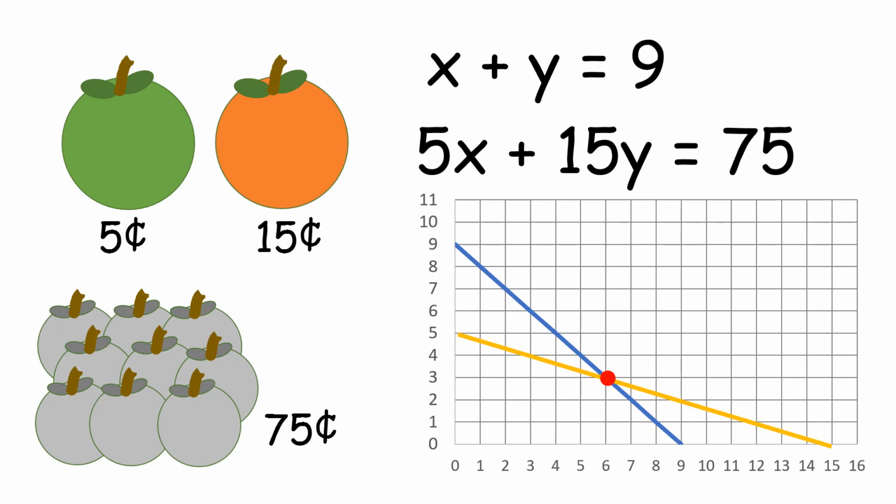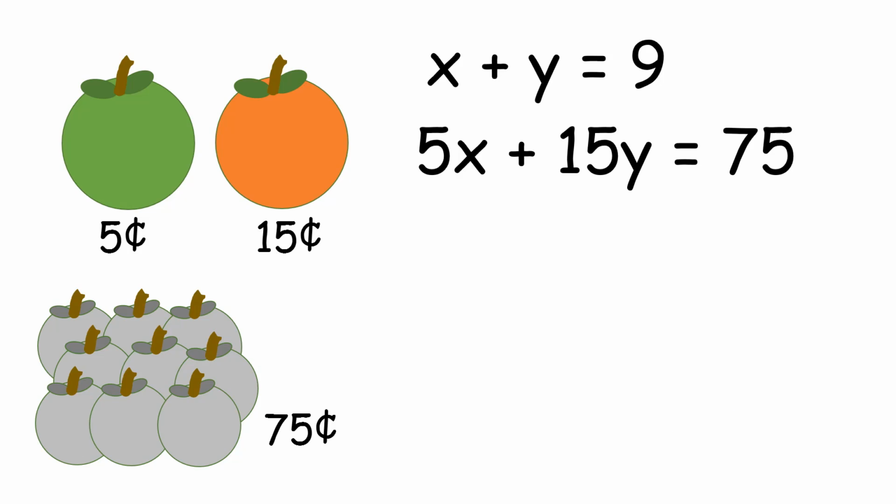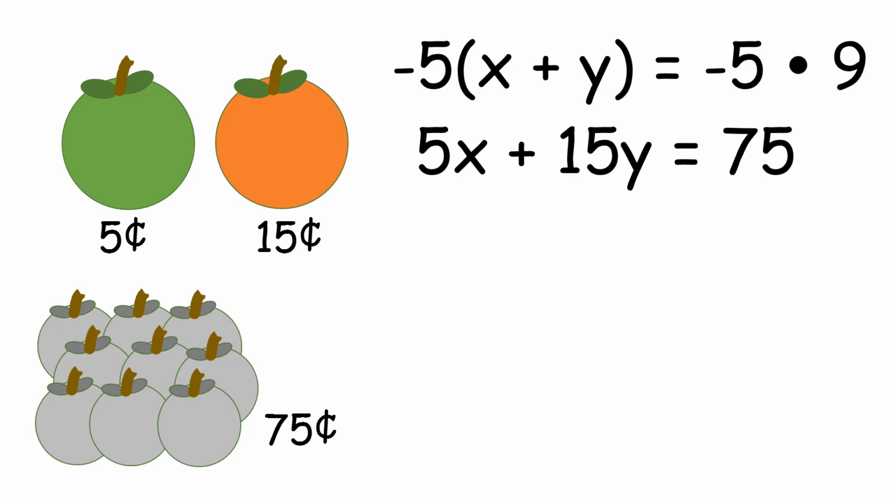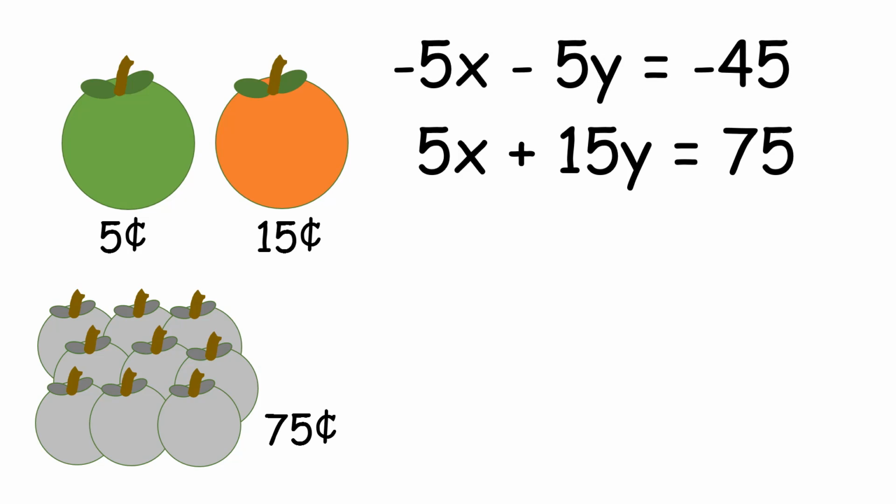We can also figure this out using what's called the elimination method. First, we need to manipulate one of the equations so that the term we want to eliminate, in this case the x term, cancels out the same term in the other equation. So to do this, we're just going to multiply everything in the first equation by -5. Now we can add these two equations together.